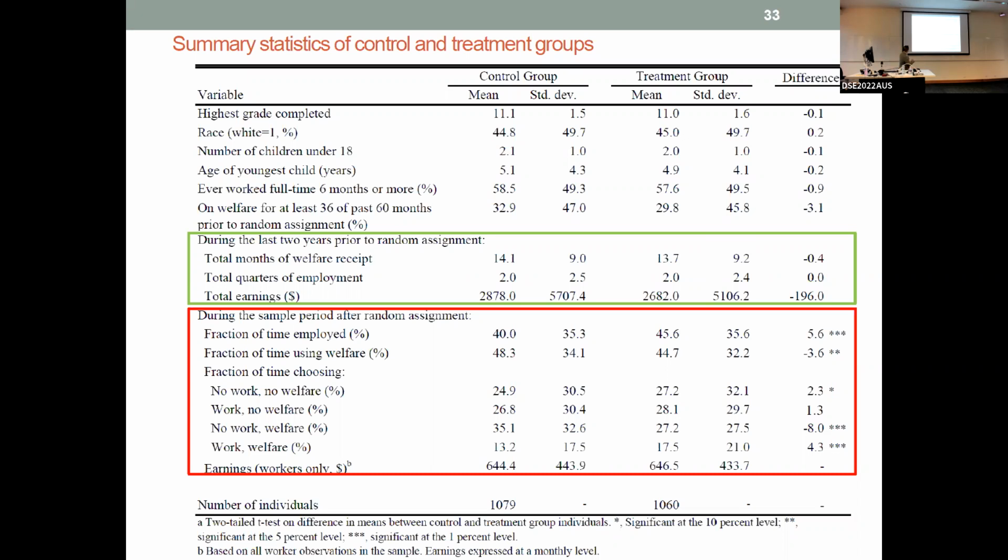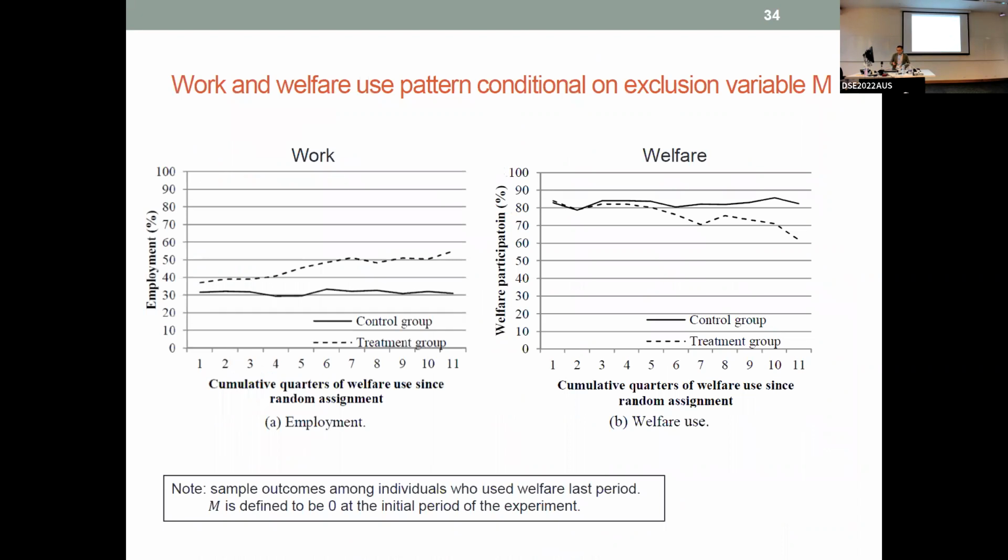During the sample period after random assignment, we see differences in work patterns, welfare use patterns, and also combinations of work and welfare use patterns. But obviously, these are way too crude to say anything about the discount factor. Because I have talked about the exclusion variable a lot, let's look at some work and welfare use patterns conditional on the exclusion variable M.